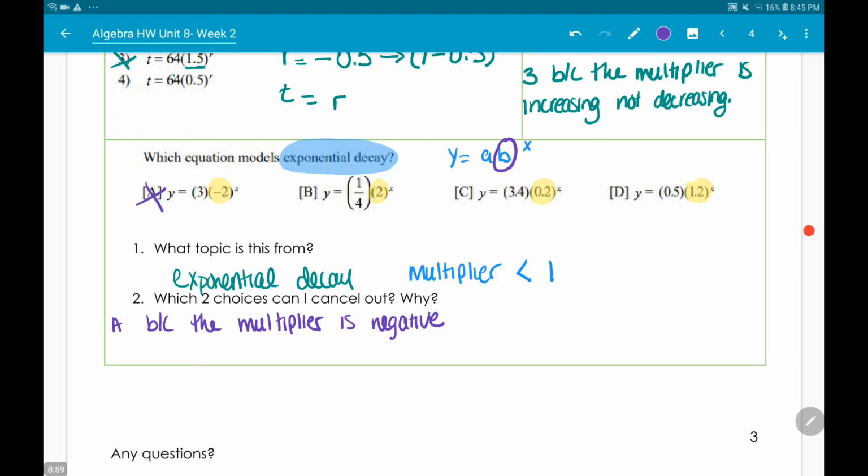And let's go across. We have B, C, and D. Well, if the multiplier needs to be less than 1, and B has a multiplier of 2, that doesn't make sense. So we're eliminating B because the multiplier is greater than 1. And again, I want you guys to determine between C and D which one is the correct choice.